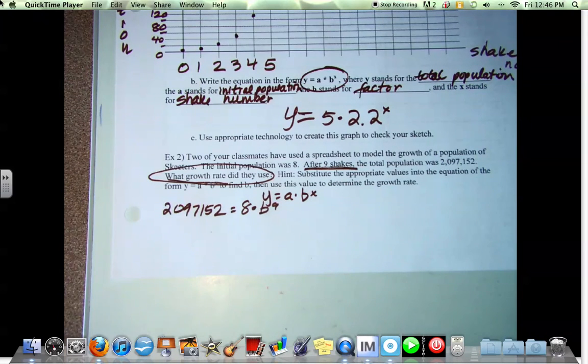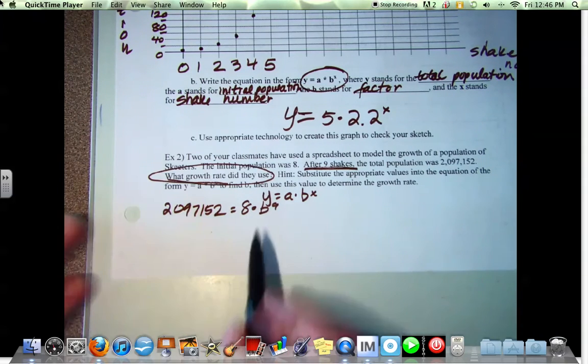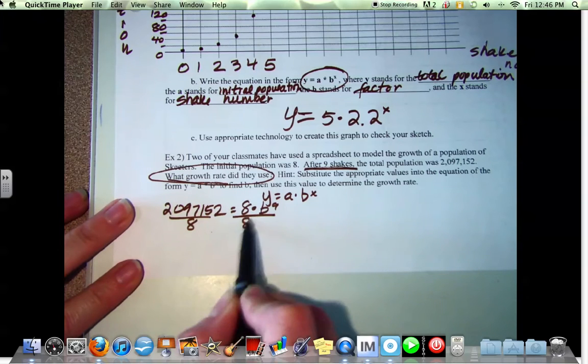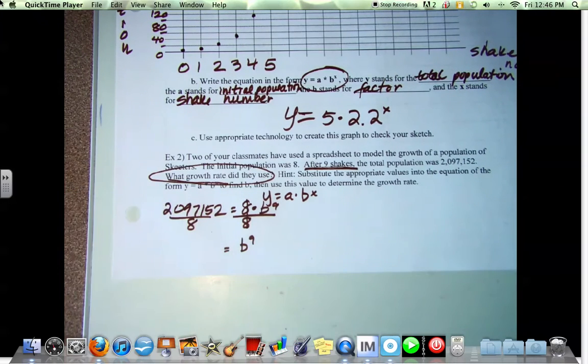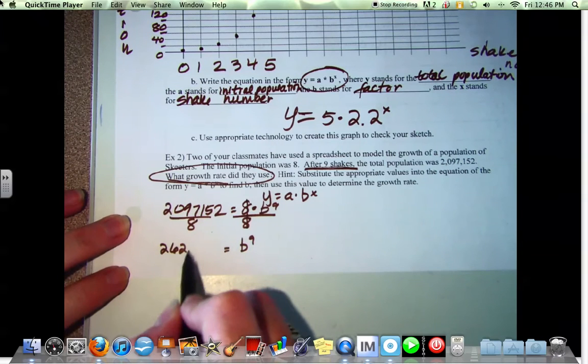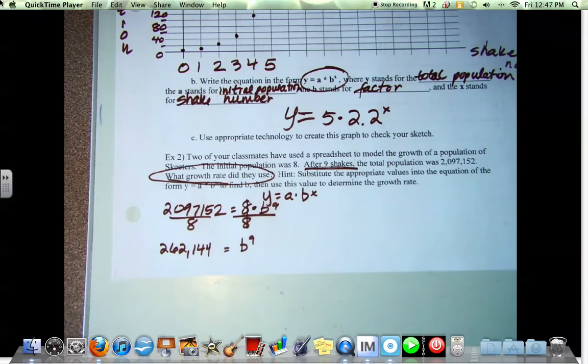We're solving for the b. So we're trying to get b by itself. So what do we need to do? Divide by 8. So divide both sides by 8. It cancels on the right, and we have b to the 9th equals what? Okay. How can we solve this?